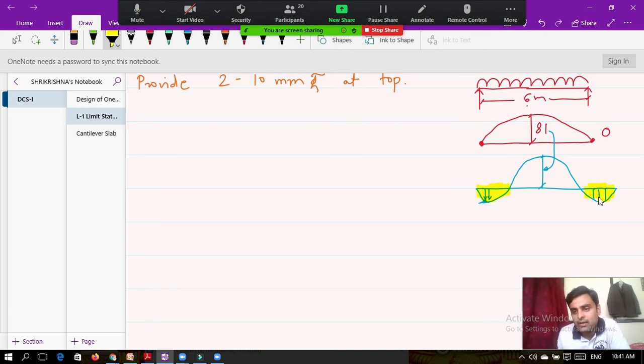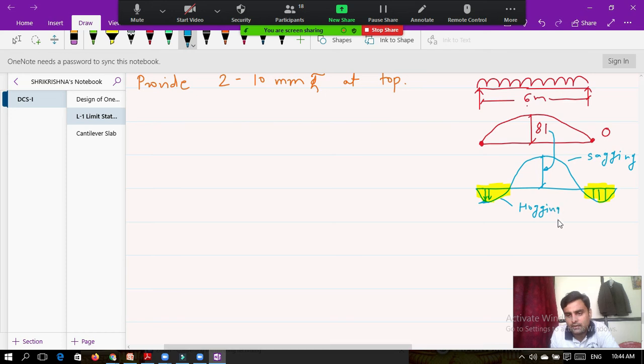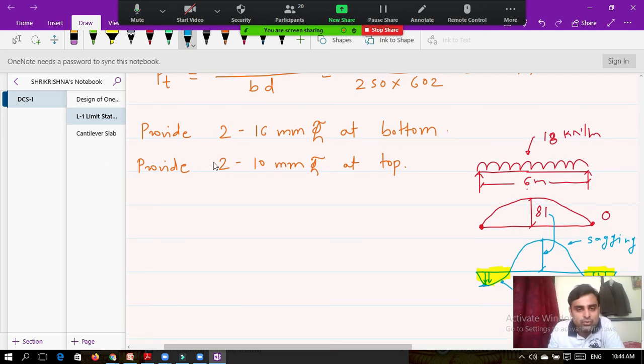And if you see, these two bending moments are opposite in nature. This bending moment is sagging, and this is hogging. Sagging means tension will be at bottom, and hogging means tension will be at top. So for this bending moment, the tension will generate at the top, at the end. So for that purpose, we are providing these two top extra bars.